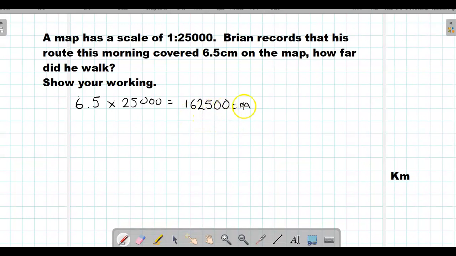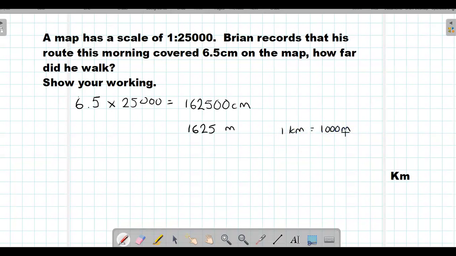So to take centimetres to metres, I need to divide by 100 because, as we talked about in the other question, there's 100 centimetres to a metre. So that one becomes 1,625 metres because dividing it by 100, it's gone 1,625 metres. Now, I know conversion-wise, for every kilometre I've got, I have 1,000 metres.